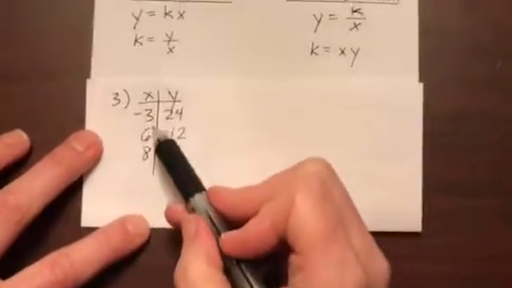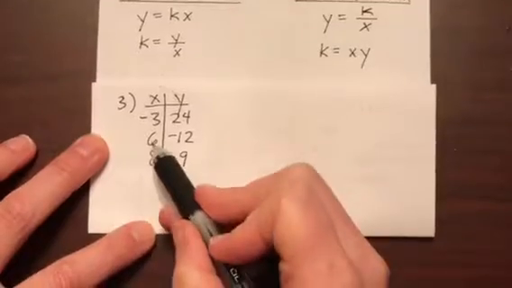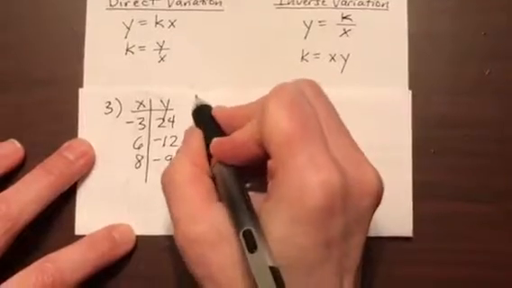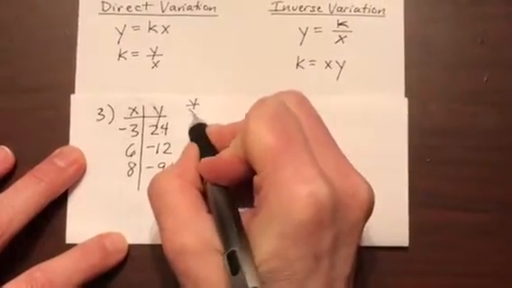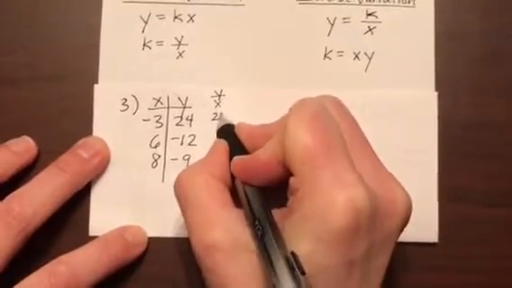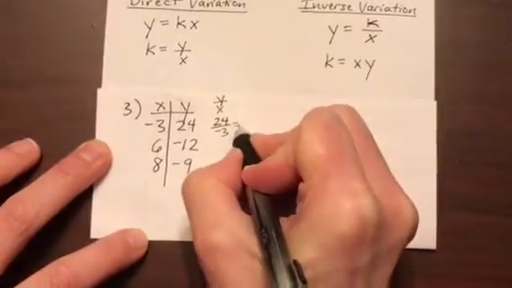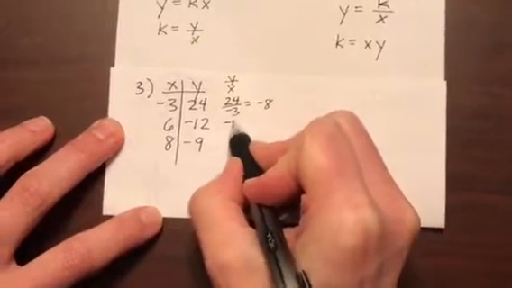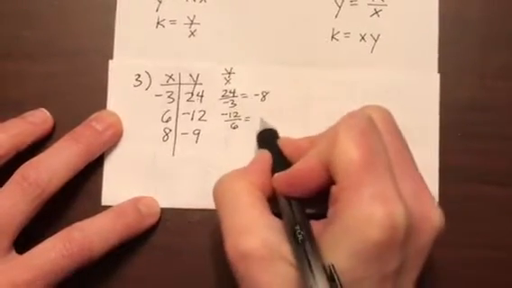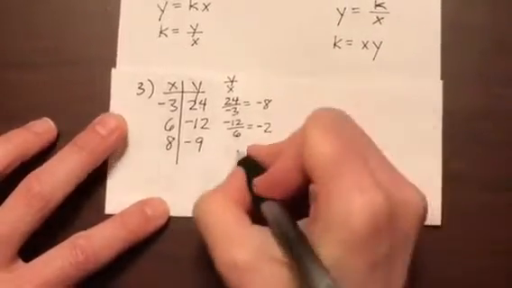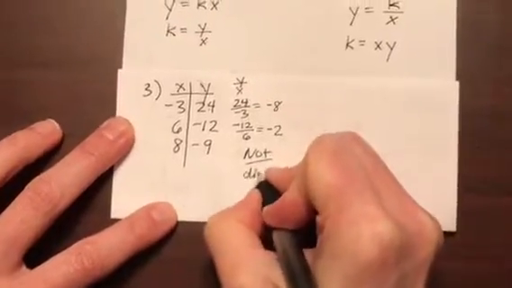Okay, finally, our third example is this table. And so our ordered pairs are (-3, 24), (6, -12), and (8, -9). So again, we check first whether this is direct variation by seeing if we have a constant ratio between y and x. So the first pair would be 24 over -3. That would be -8. And then the second pair would be -12 over 6, that would be -2. Okay, right away we can tell that those are different. So this one is not direct variation.